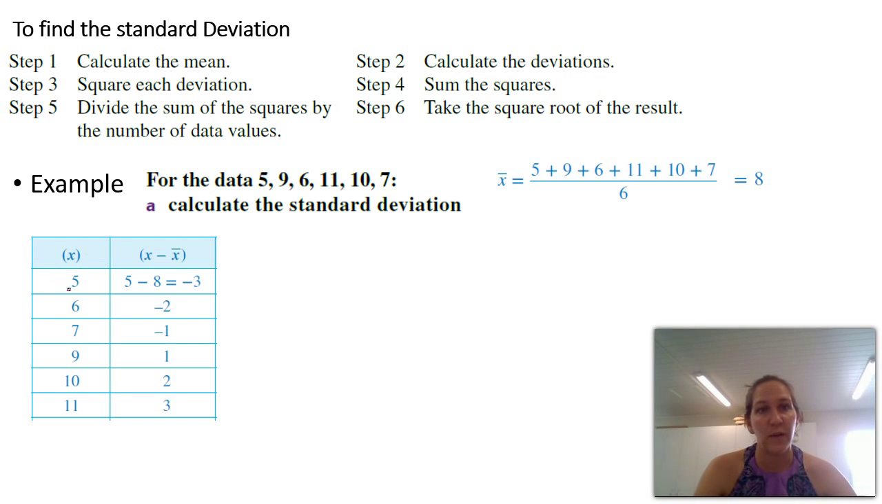Then we build a table. We have our data values here, so our first one is 5. Our next one, when we order them, is 6. Our next one is 7. These are put in order of least to greatest.